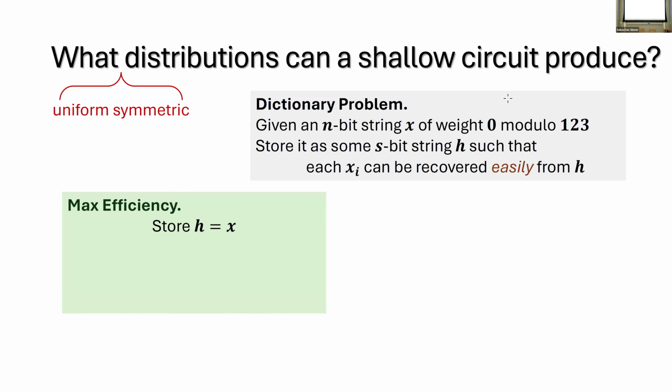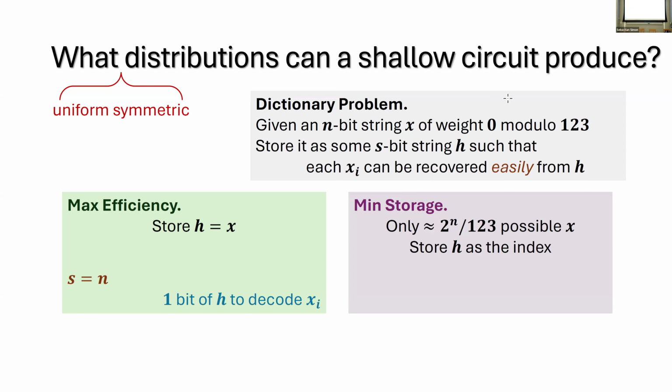Given this problem, there is a direct approach that maximizes the efficiency. We just store everything. If you give me x, my data structure will just store this x as the data structure. In this way, we will store n bits. And to recover the ith bit of x, we just read the ith bit of H, because that's just the ith bit of x. So this is maximally efficient.